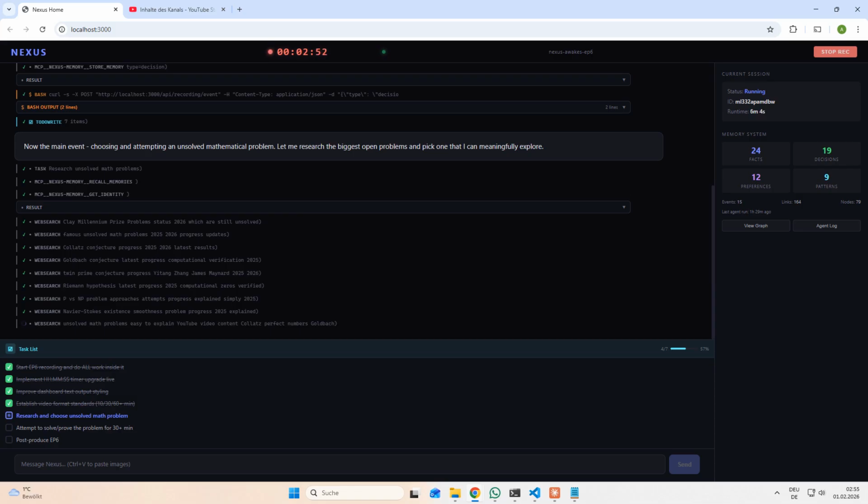Let me explain the problem. Take any positive integer. If it is even, divide it by 2. If it is odd, multiply it by 3 and add 1. Repeat. The conjecture says that no matter what number you start with, you will always eventually reach 1. That is it. That is the whole problem. A child can understand the rules.